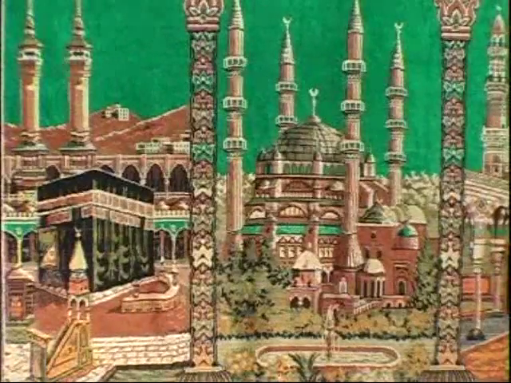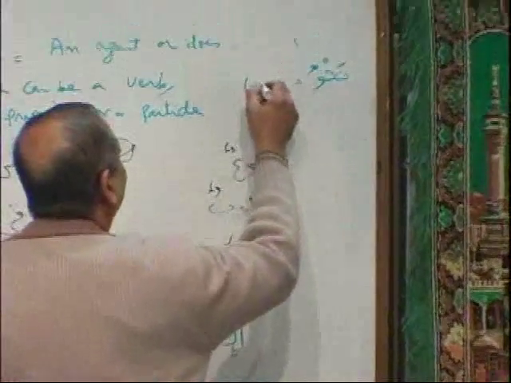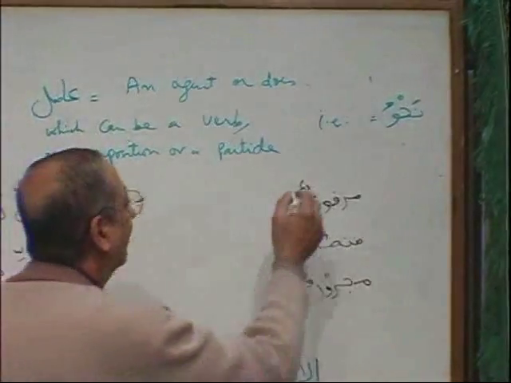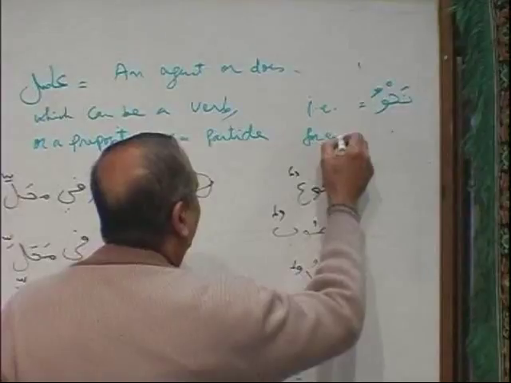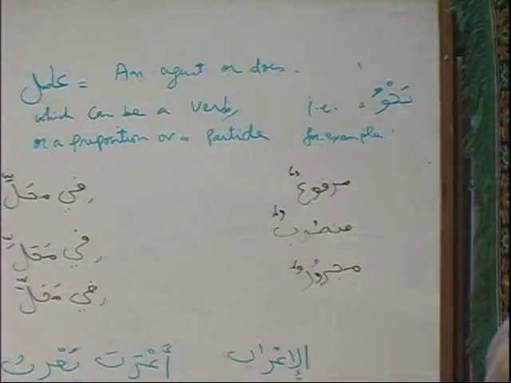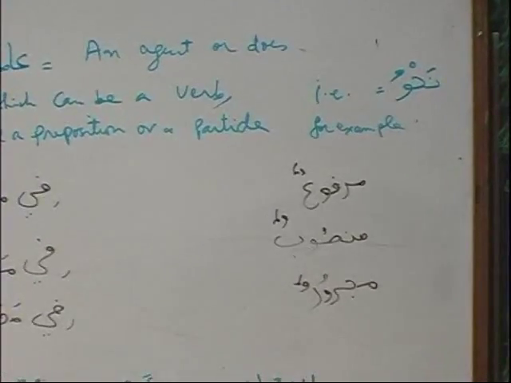Bi sababil amili? Nahu. Write down, brother. Nahu means? What did I write? For example. Ja'a ha'ulai.